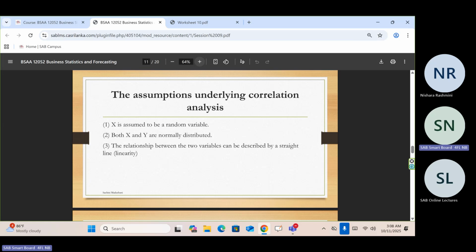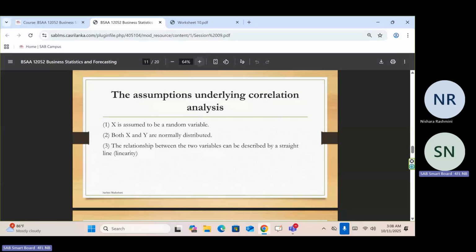First we need to check whether x is assumed to be a random variable. X means what? X is what? Independent variable. Then first we need to check whether the independent variable is random or not. Then the second one is both x and y are normally distributed. Now you know normal distribution. Here we need to check whether both variables are normally distributed or not.